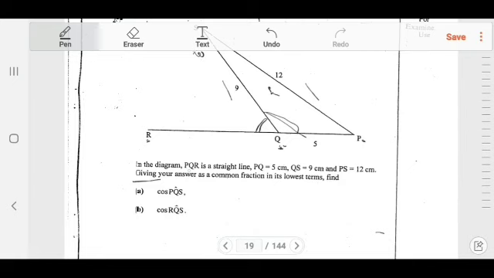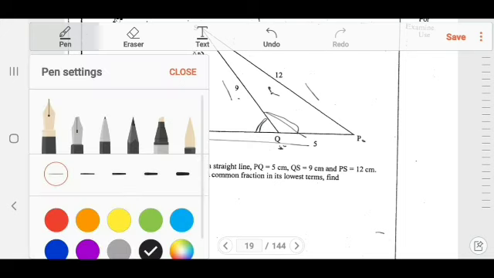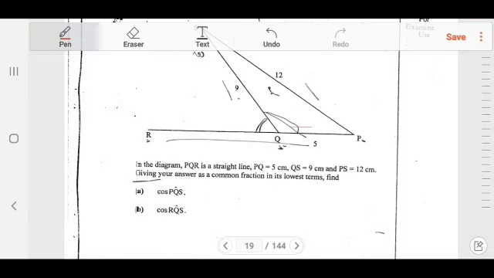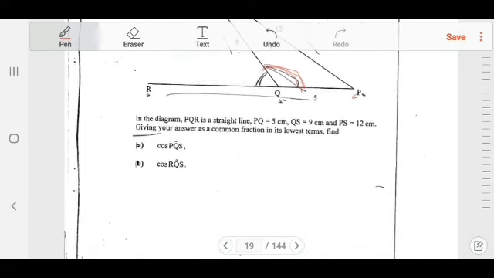In the diagram, PQR is a straight line. PQ is 5, QS is 9, and PS is 12. These ones that are labeled there. Give your answer as a common fraction in its lowest term. Find PQS. So we want this one here. Alright, how do we find that one?